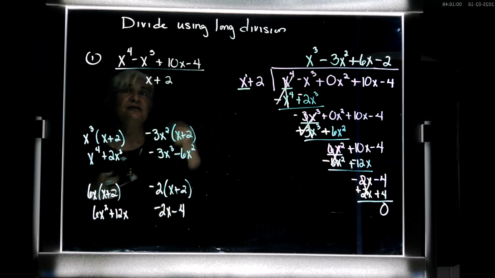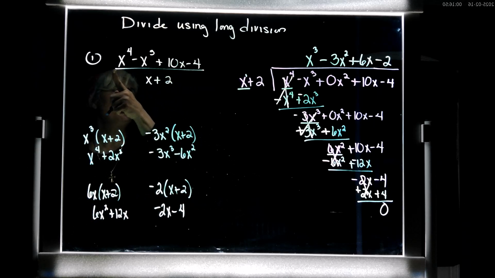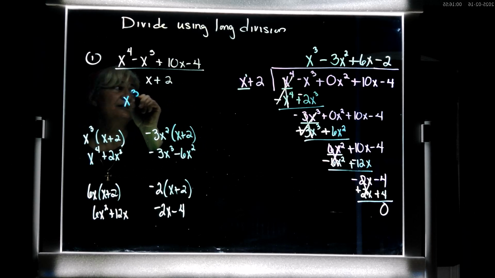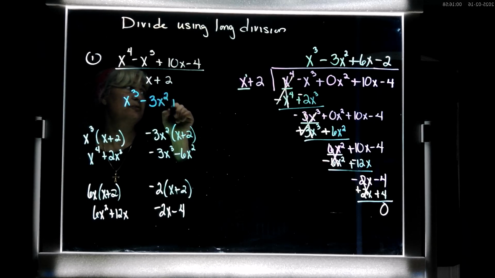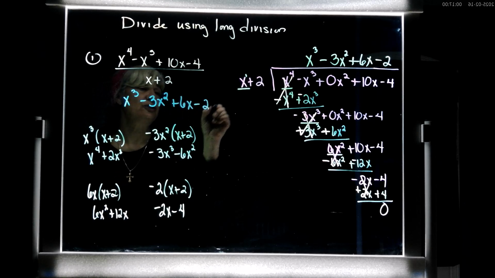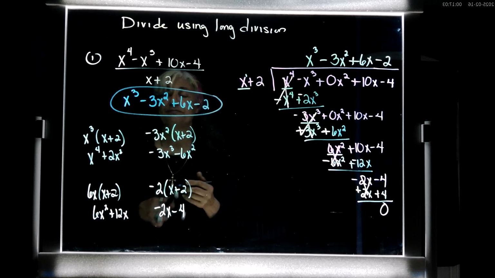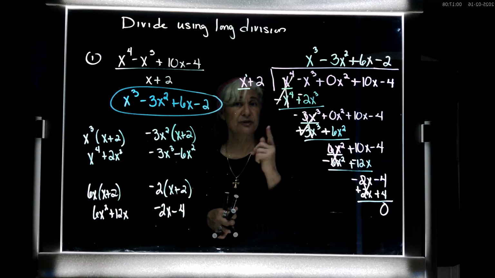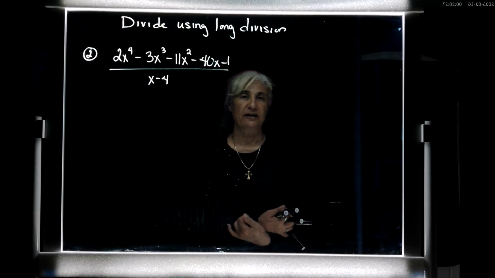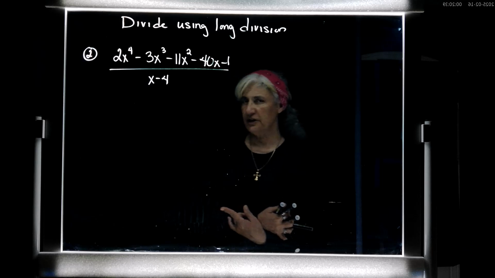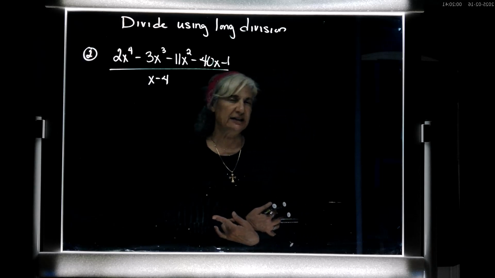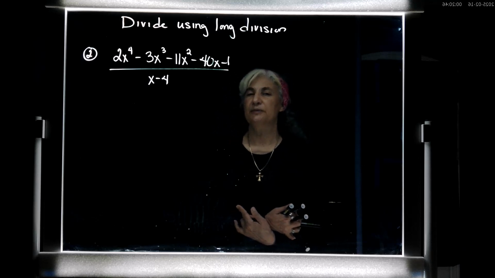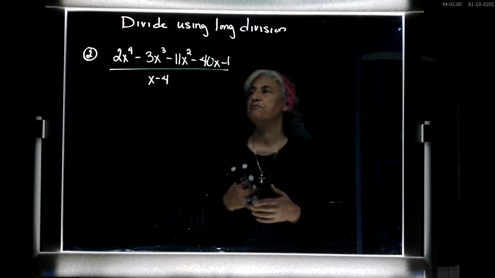Okay. So this 4th degree polynomial divided by this 1st degree polynomial gives us x cubed minus 3x squared plus 6x minus 2 without a remainder. It went in evenly. Good? Okay, problem number 2 coming your way. Okay, are you getting the hang of it? Did you do this one yet? Pause the video and at least get it started if you haven't done it, and then resume. Okay, I'm assuming you started it at least.